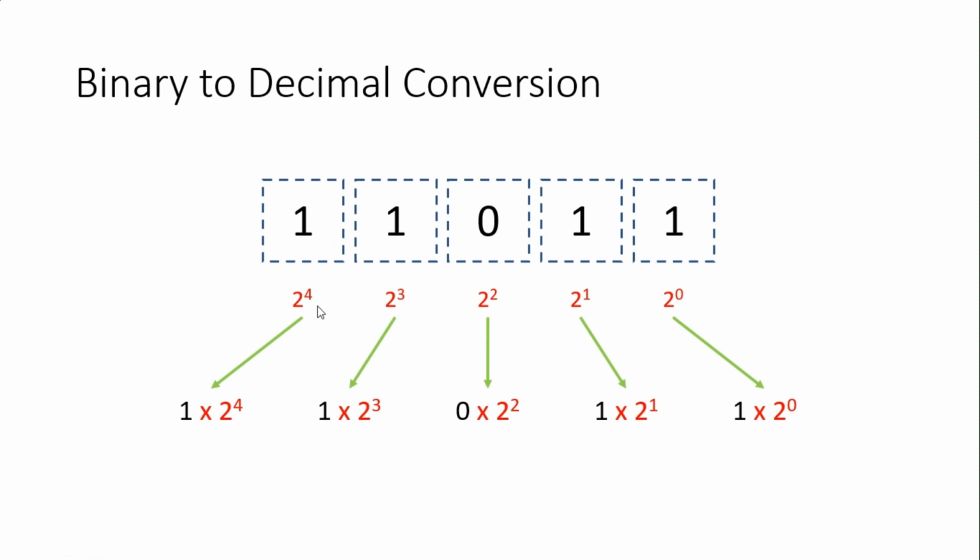Right? Now when you convert it to normal representation, it is like 16, 8, 0, 2, 1. Right? And when you add them together, you get what this number is. This is 27, written in binary. So this is how you convert from binary number system to decimal number system.